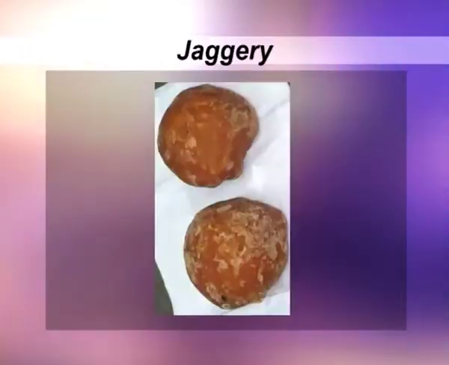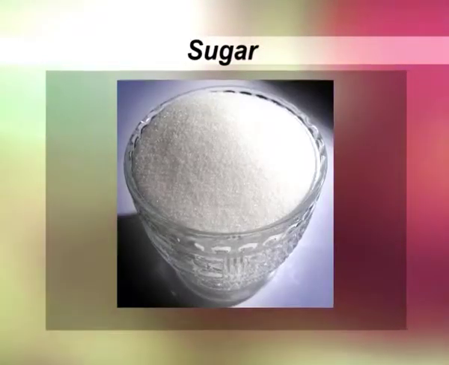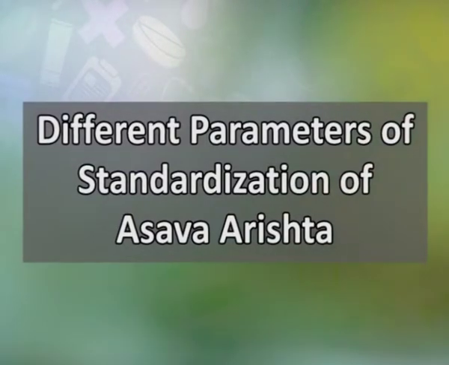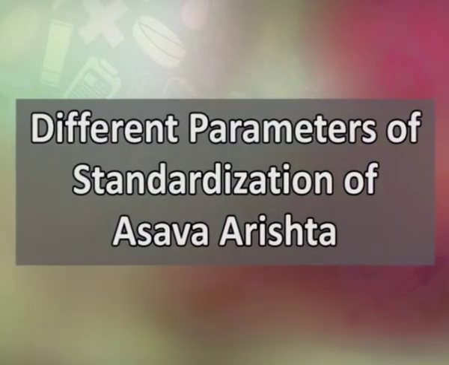If the drug is dry and is to be used in the preparation of aswa, it is coarsely crushed and added to the water to which the prescribed quantities of honey, jaggery or sugar are added. If it is an arista, a decoction is obtained by boiling the drug in the specified volume of water. The water used should be clean, clear and potable. Now, different parameters of standardization of aswa and arista.